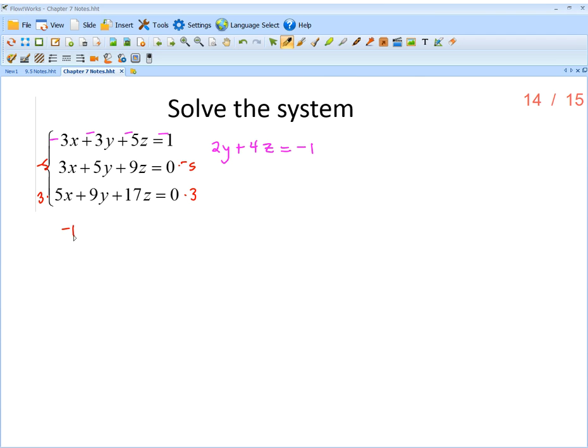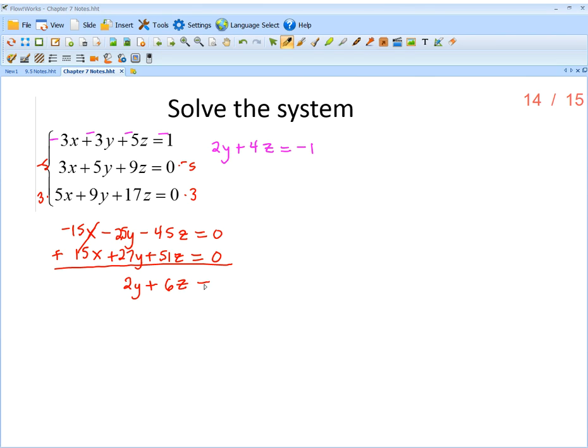So I get negative 15x minus 25y minus 45z is equal to 0. And then here I get 15x plus 27y plus 51z is equal to 0 as well. So as we go through, we notice using addition, the x's are going to cancel. I get 2y plus 6z is equal to 0.